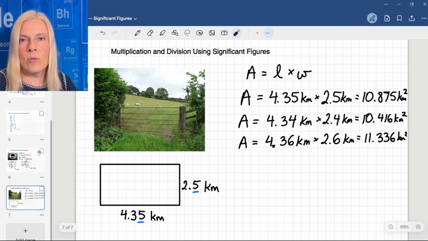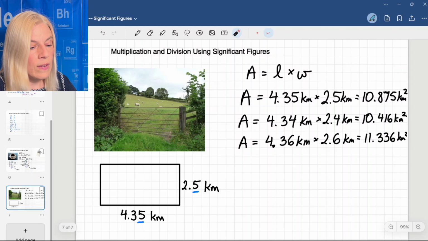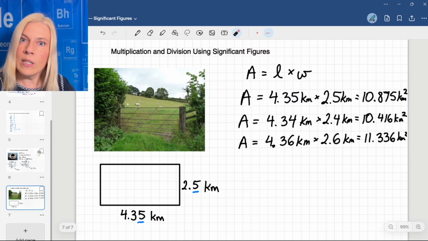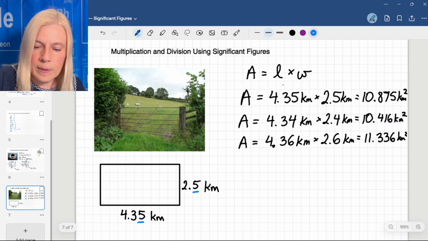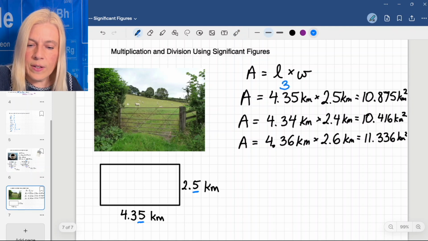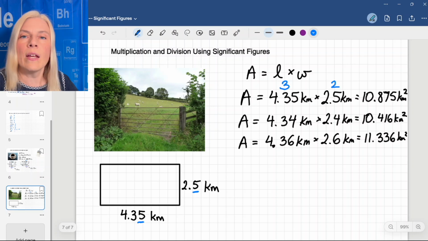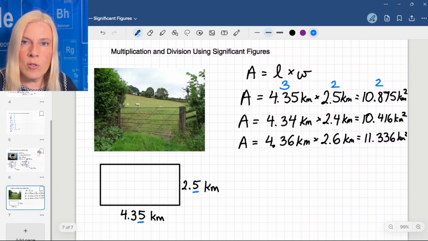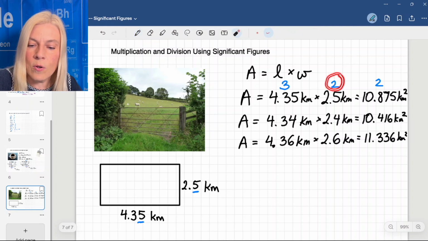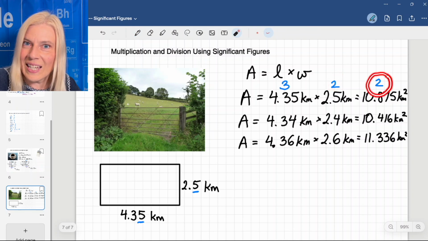So do you have to do this for every multiplication and division problem? You have to do a low-end and high-end? That will be a lot of time wasted. So how do we deal with this? Well, we're going to deal with this like this. 4.35 is 3 sig figs, right? 2.5 is 2 sig figs. If I multiply 3 sig figs times 2 sig figs, my answer has to have the least number of sig figs of the numbers. What's the smallest number? The smallest number is 2, and that means my answer has to have 2 sig figs.